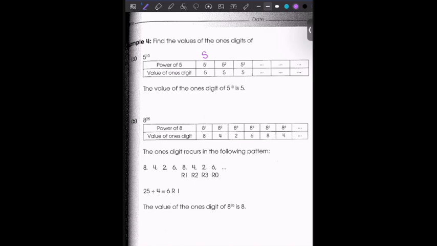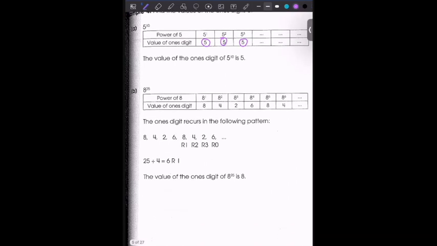5 to the power of 2 is 5 times 5, which is 25. So the ones digit is going to be 5. And then 5 to the power of 3 is 5 times 5 times 5, which is going to be 25 times 5, and that would be 125. So the ones digit is going to be 5. And so the value of the ones digit of 5 to the power of 10 is also going to be 5.